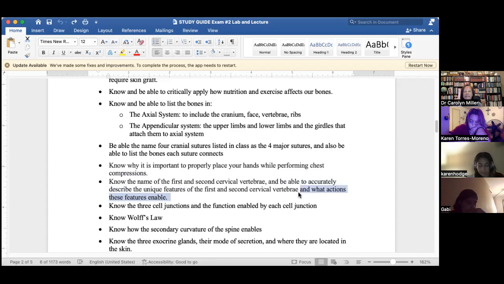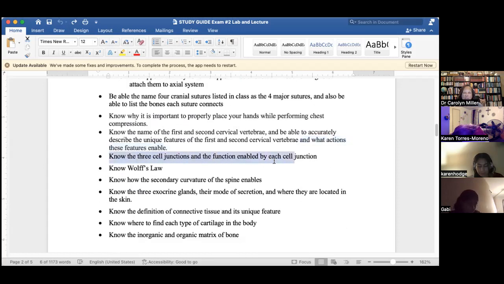The axis is the second cervical vertebra. Its unique feature is the dens, a knob-like projection sticking up. And that action, enabled by that unique feature: that dens allows cervical vertebra number one to pivot on cervical vertebra number two for the no movement.